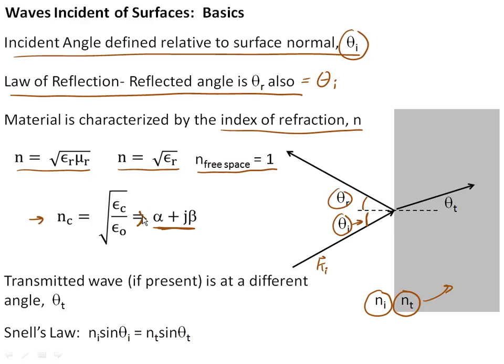And to be perfectly correct, this is not an equal sign. This essentially says the complex index of refraction is related to alpha and beta, but is not equal to alpha and beta. So let me just clarify that, since that's a mistake in the slide.